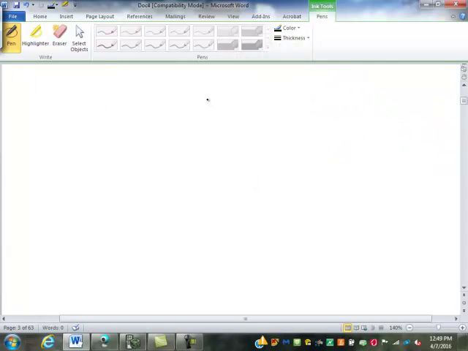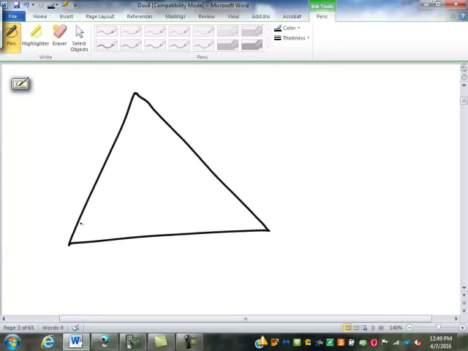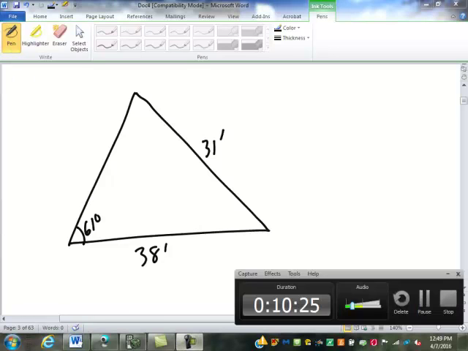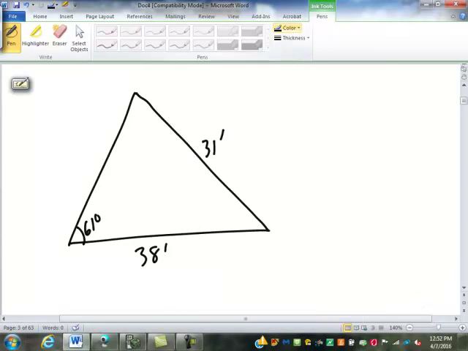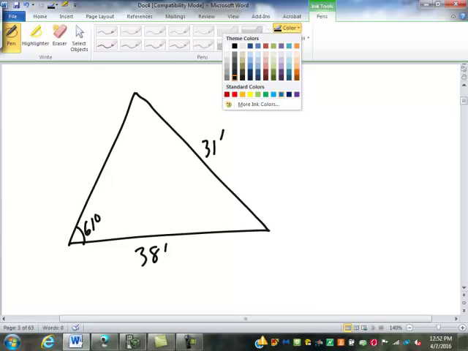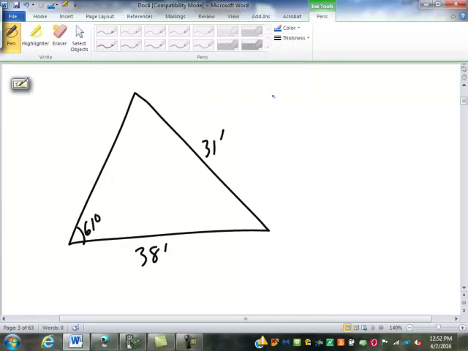I want you guys to try another one. Try to find that area. How many of you did 38 times 31 times the sine of 61 degrees divided by 2? What's the problem with that? It has to be the angle between the two sides. So we have to do a little bit of pre-work here.